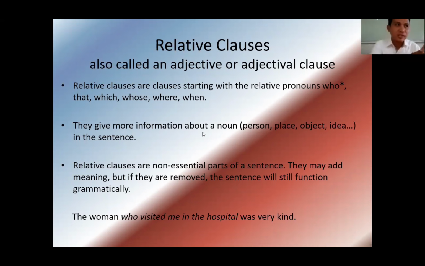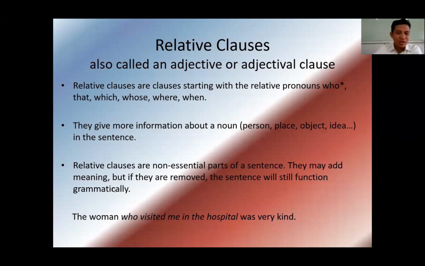When we use relative clause or adjectival clause, what is the function? The function is to give more information about a noun. Person, place, object, idea in the sentence, it's called a noun. So relative clause gives more information about those words. Again, a noun can be a person, a place, an object or an idea. You got it? Are you still following me? Yes, sir, we got it.